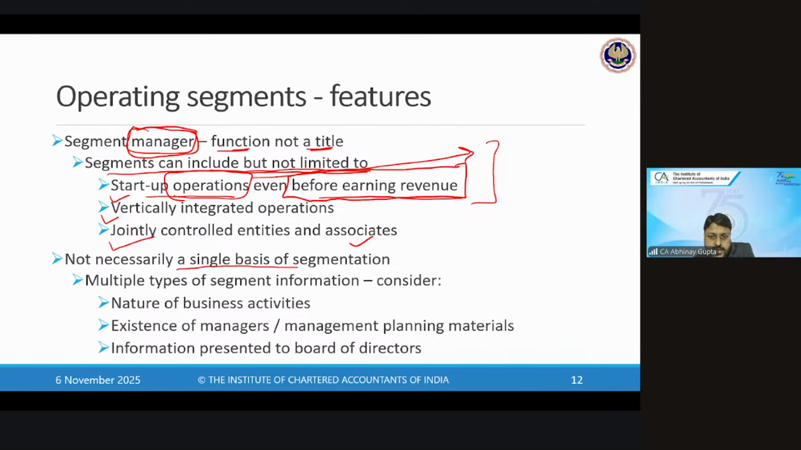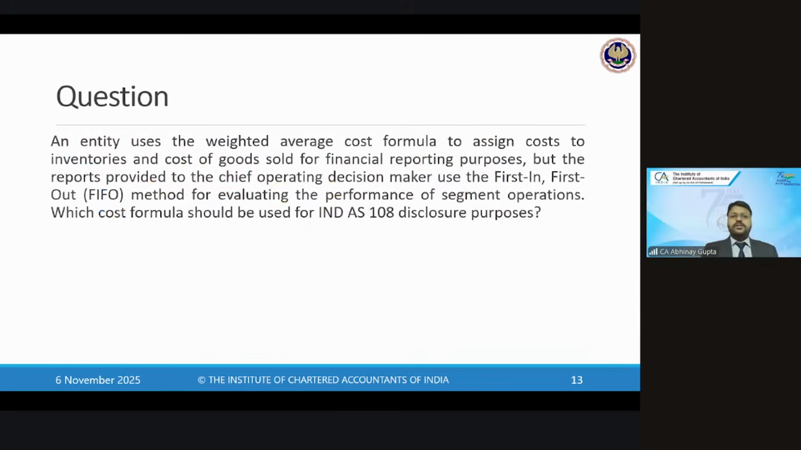So it is not limited to any product line only, right? Not necessarily a single basis of segmentation. Multiple types of segment information we need to consider. For example, what is the nature of the business the component is carrying on, existence of managers and management planning material about those businesses, and information presented to the board of directors, right? So we need to see that the CODM is actually doing some concrete steps about setting up this new business, and they have done some meetings throughout the year. There is enough material available in the form of email exchanges, in the form of minutes of the meetings, where we could draw a reference that yes, this is on the radar of the CODM, right?